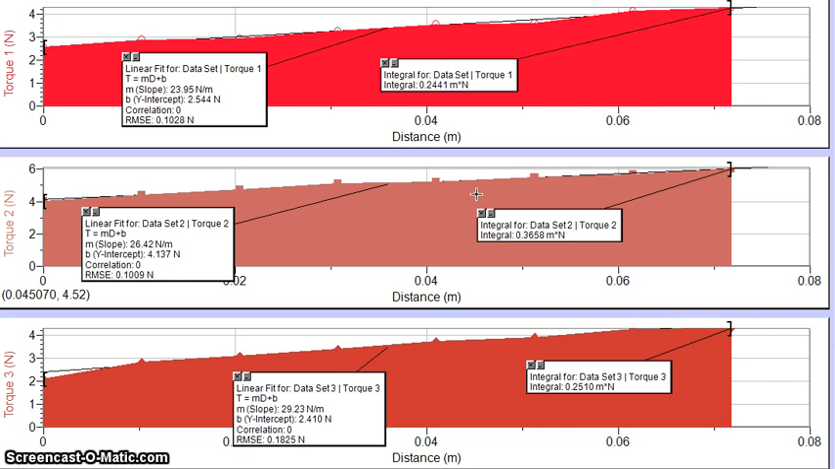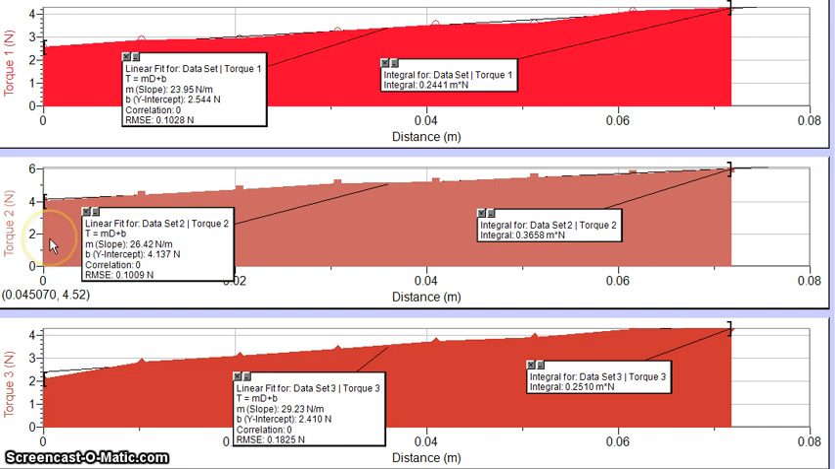The area under this graph, because we know that the area under the force, which is torque, versus delta x graph gives us total energy, because newtons times meters is joules. So the total energy we had was 0.2441 joules for the first mousetrap car.